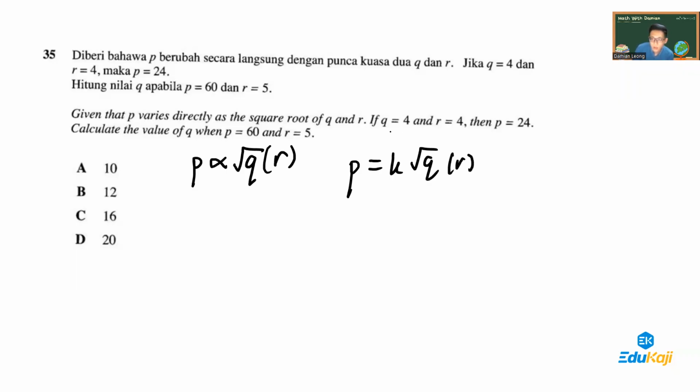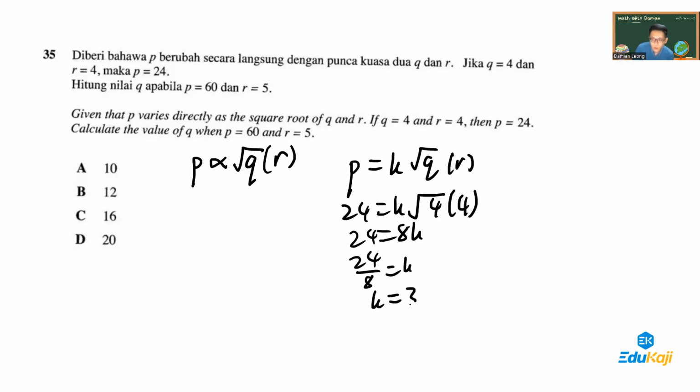So sub in the values. 24 equals K times square root of 4 times 4. Square root of 4 is 2. 2 times 4 is 8, so 8K. Divide both sides by 8. K is 3. So P is 3 square root of Q times R.